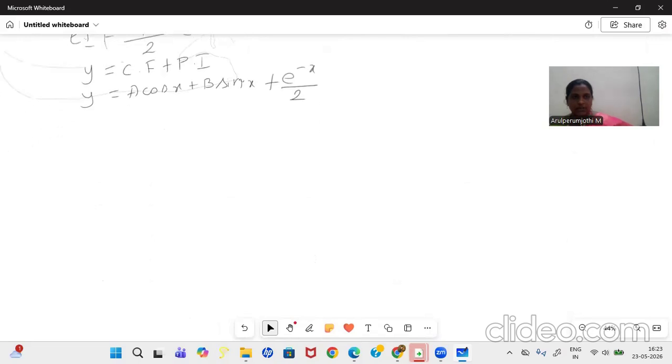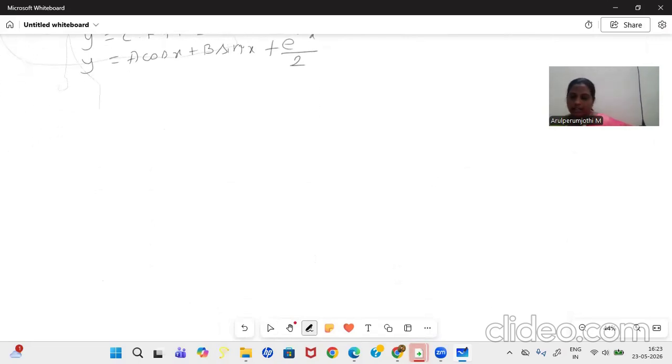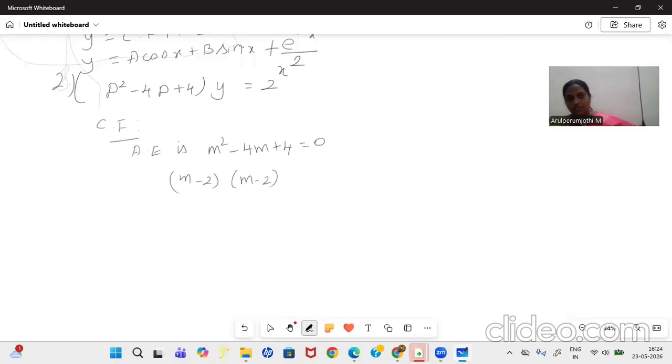Okay, so next I'll do one more problem under type 1. So second problem is d square minus 4d plus 4 of y is equal to 2 power x. Okay. First we'll find out the complementary function. To find the complementary function, you need the auxiliary equation. So the auxiliary equation is m square minus 4m plus 4 is equal to 0. So what are the roots? M minus 2 into m minus 2 is equal to 0. So m is equal to 2 comma 2.